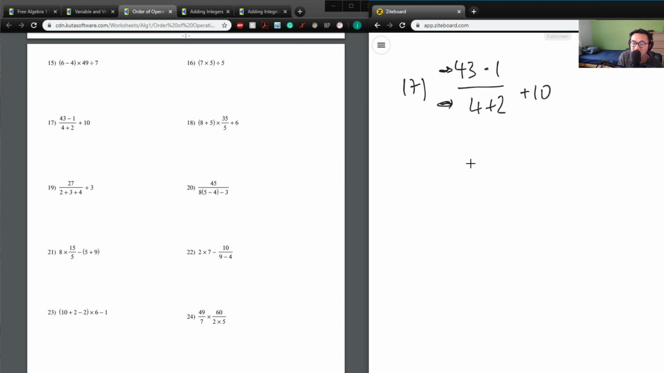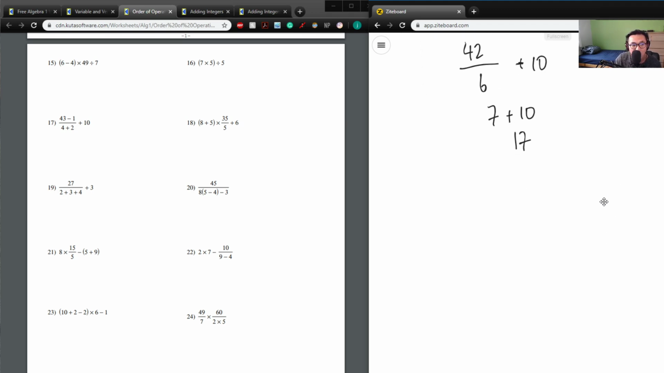So 43 minus 1 here is 42, divided by, what's 4 plus 2? 4 plus 2 here is 6, and then we have our plus 10. So now it's a lot simpler, right? 42 divided by 6, we're doing division first in PEMDAS. Remember, the D comes before the A, so division before addition, and we're working from left to right. 42 divided by 6 is 7, plus 10. 7 plus 10, obviously, is 17, and that will be our answer for 17.